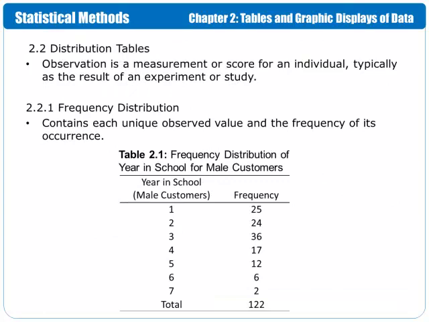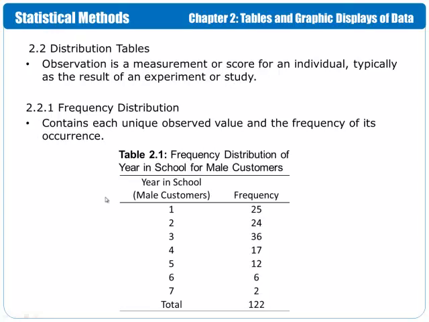An observation is a measurement or score for an individual, typically as the result of an experiment or a study. A frequency distribution contains each unique observed value and the frequency of its occurrence.